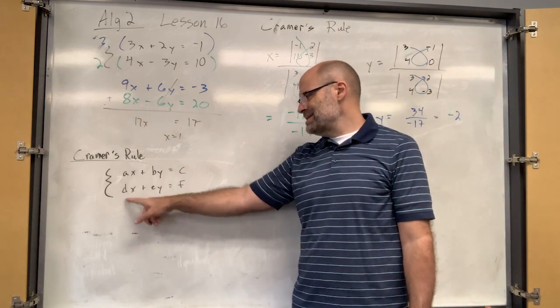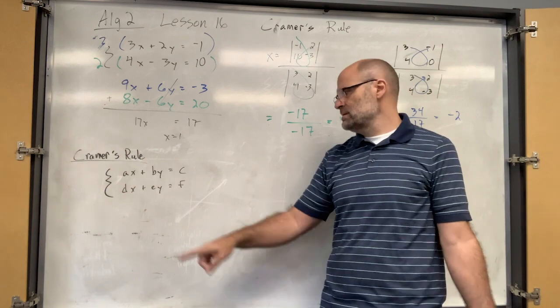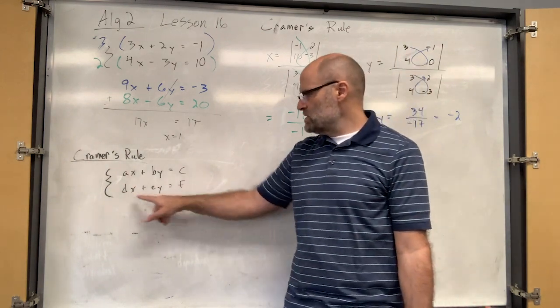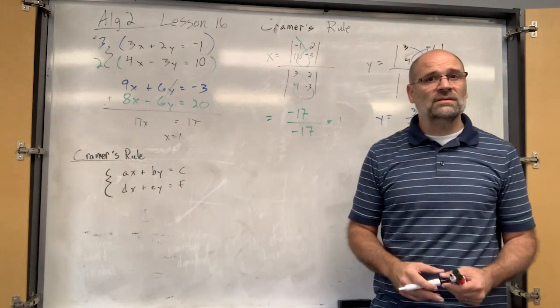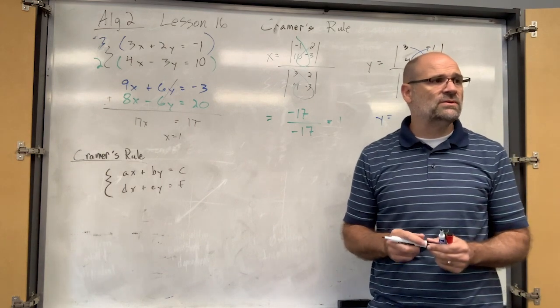The same thing down here. D is the coefficient of the x in the second equation. So these are just the coefficients and constants. So the A, B, C, D, E, and F represent the coefficients and constants of the two equations.